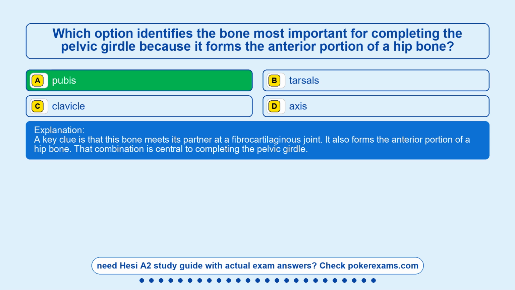A key clue is that this bone meets its partner at a fibrocartilaginous joint. It also forms the anterior portion of a hip bone. That combination is central to completing the pelvic girdle.